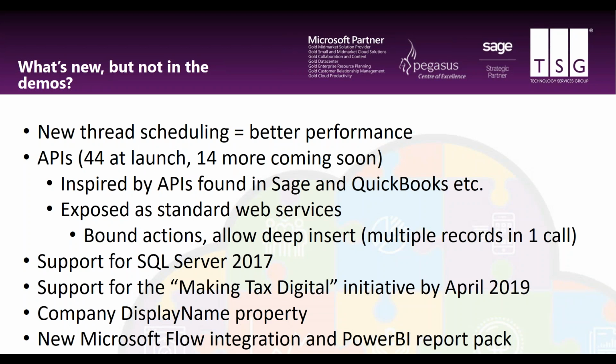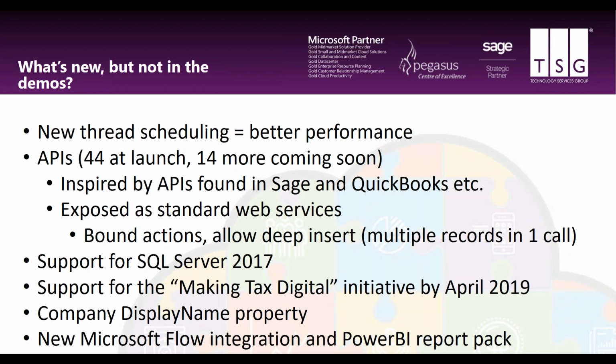Following on from the thread scheduling, NAV 2018 has got support for SQL Server 2017, as you'd expect. And why that's important, again, it's for performance. Each version of SQL Server that Microsoft release, they say that running on even the same hardware, you're getting between a 20 and 30% performance improvement just by upgrading the version of SQL Server. So taking into account the performance improvements with the thread scheduling engine and the SQL Server 2017 support, then that makes NAV 2018 the fastest version of NAV that I've ever used.